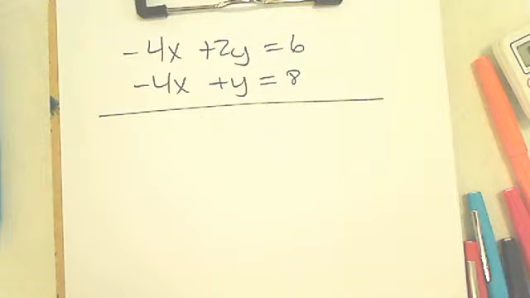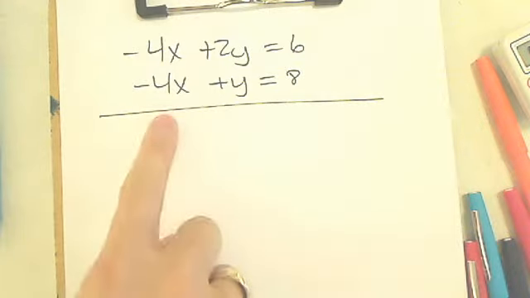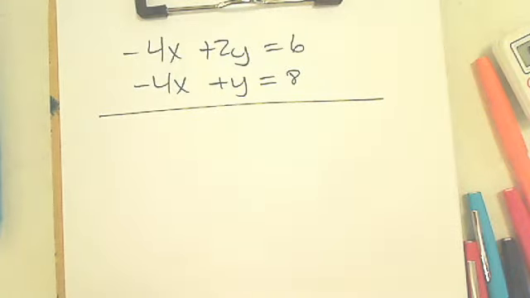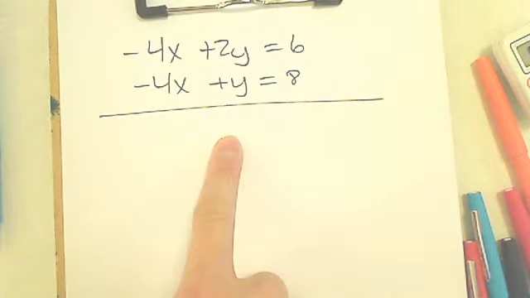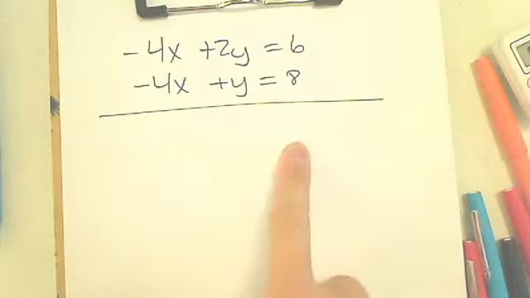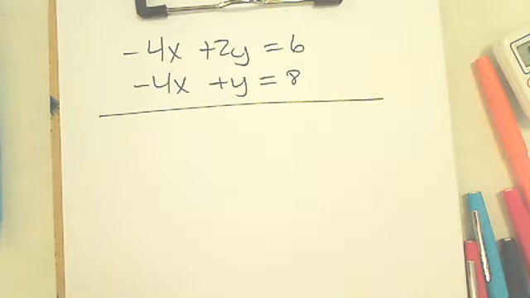What would happen if a student forgets to distribute? What would you get? The wrong answer. What would be the wrong answer? They would get negative 8x plus 3y equals 14. Well, then you're wondering, well, then what do I do next? You haven't eliminated anything yet. You still have 2 variables. The whole point of substitution and elimination is to get one away, so you're able to solve for one and then substitute it back in.